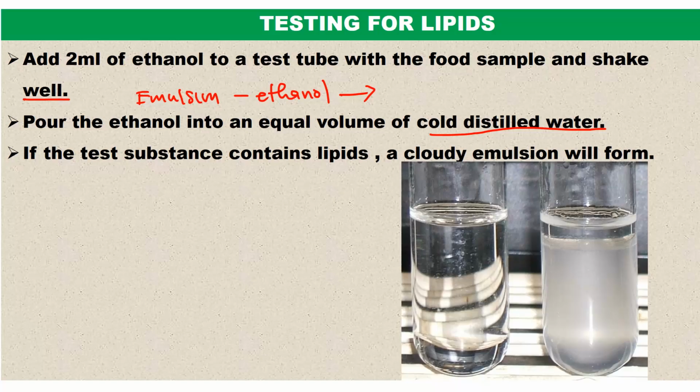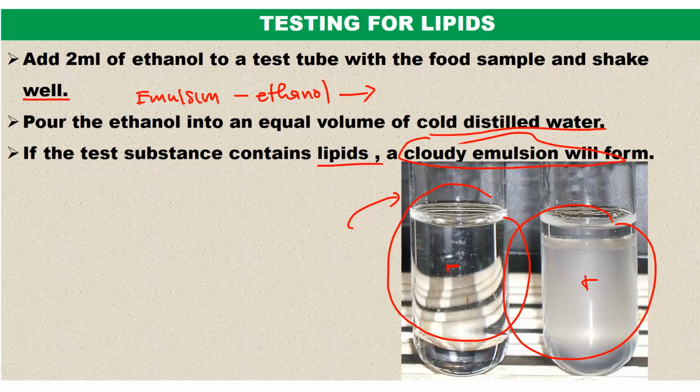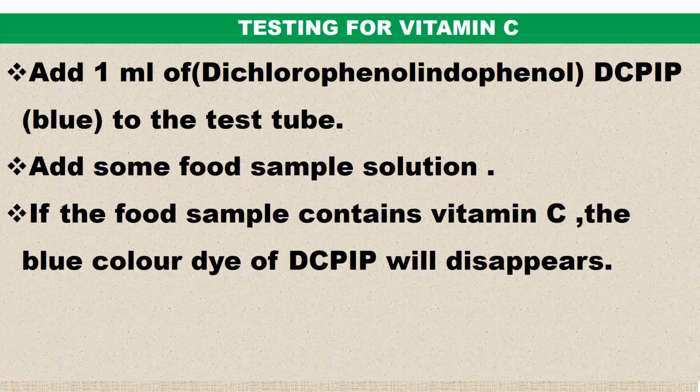If the test substance contains lipid, a cloudy emulsion will be observed. If you carry out that procedure and the solution remains clear like this one, it means negative. But if it becomes cloudy like this one, it means positive. So what is used to test for fats is ethanol, and a positive indication produces a cloudy or emulsion form. Very important that you understand this, and I guess there's no problem up to this point.